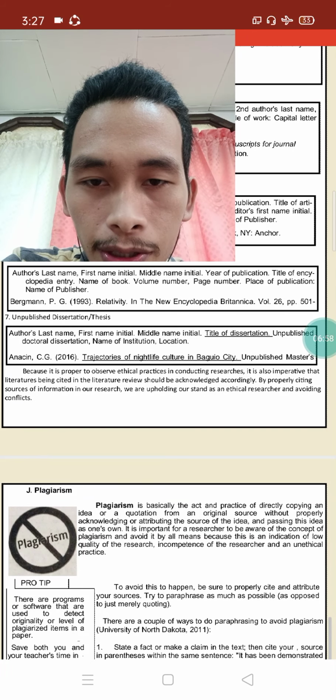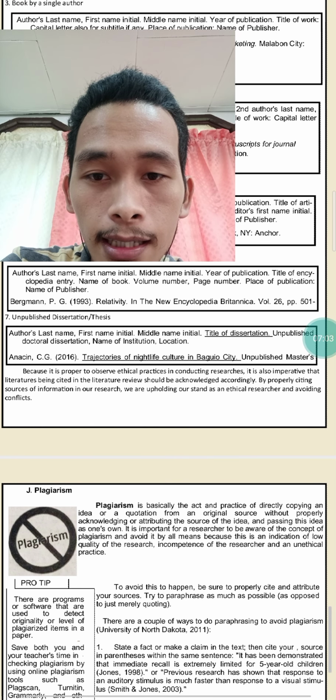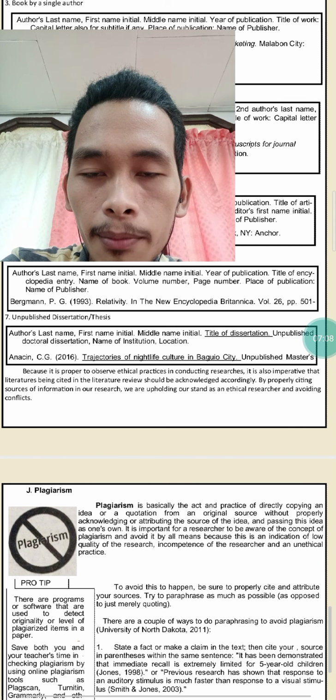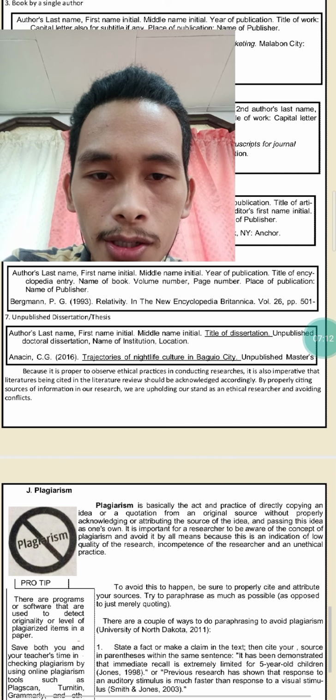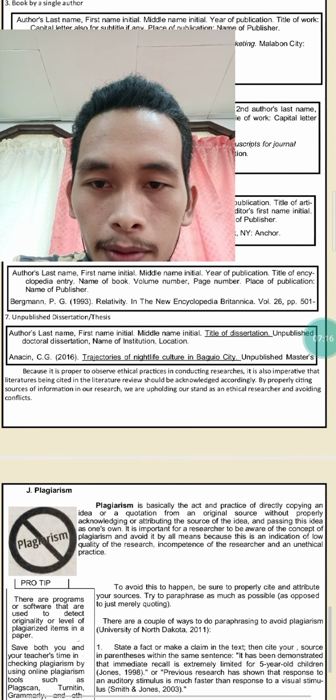For unpublished dissertation and thesis, diba, for researches, related studies: author's last name, first name initial, middle name initial. If there are 3 or more authors, diba, you have to include all the names of the authors, and then title of dissertation or title of thesis, and published doctoral dissertation, name of institution, location.